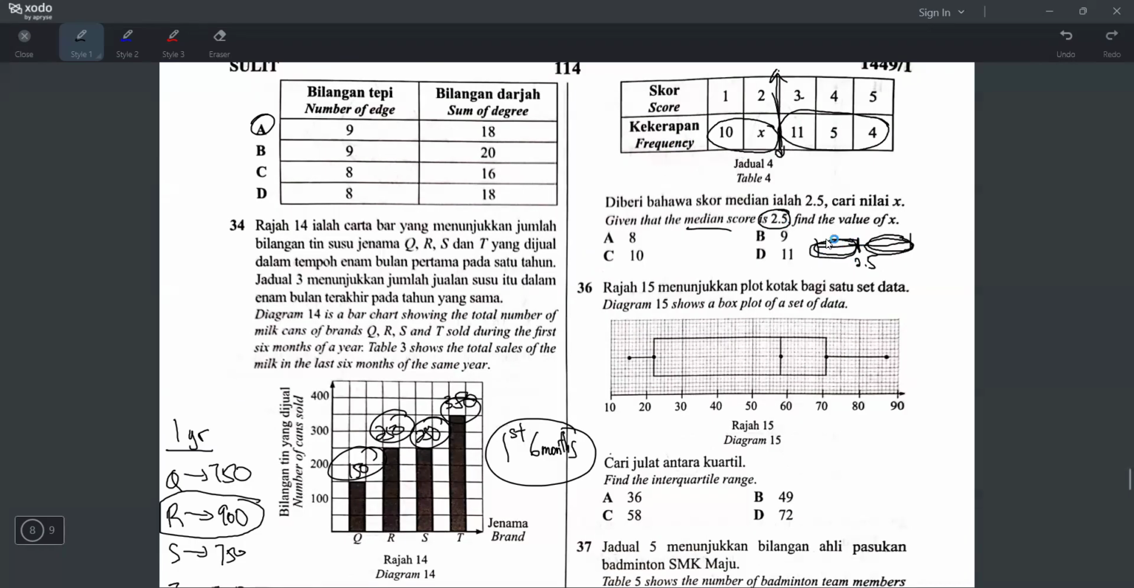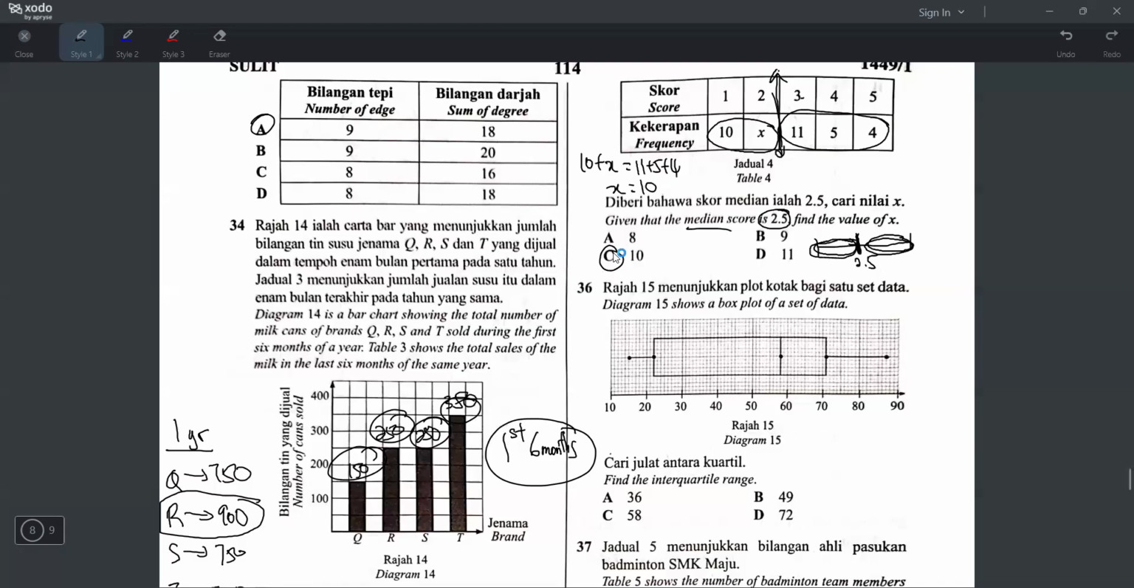Because when the median is 2.5, the bilangan data in the first half and the bilangan data in the second half is exactly the same. Then only baru kita boleh cakap 2.5 is the middle. So it means 10 plus X is equivalent to 11 plus 5 plus 4. And if you find X, you get 10. You do 11 plus 5 plus 4 minus 10. So you get 10. So the answer is C.